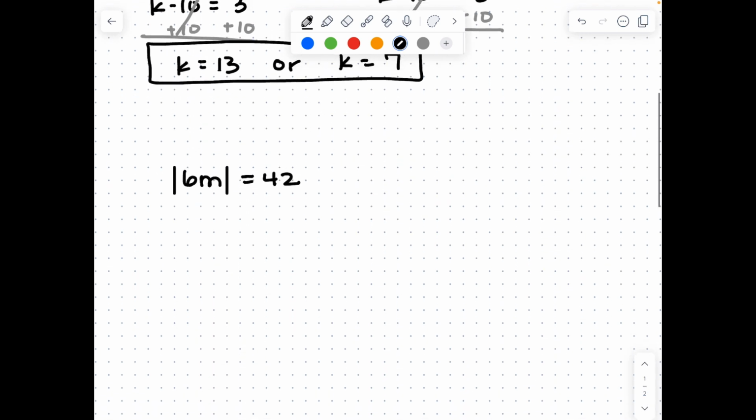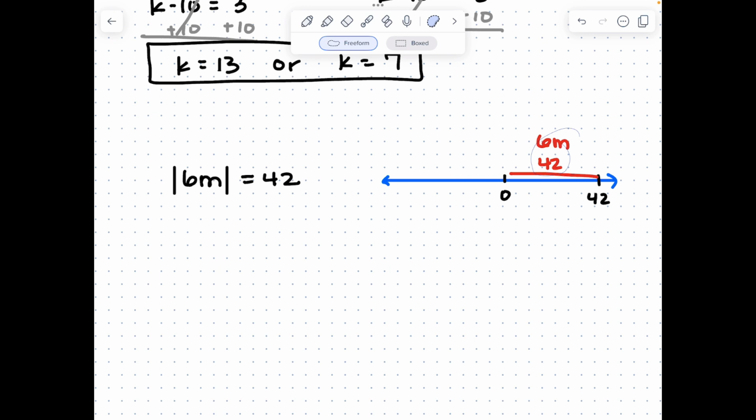So here's another similar idea. Think about this number line. The absolute value of whatever 6m is, wherever that lands, is 42 units away from 0. Now, obviously 42 is 42 units away, but -42 is also 42 units away. So again, we have to split and basically solve two equations.